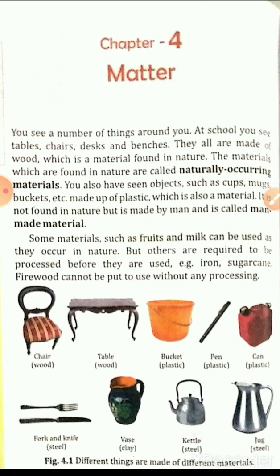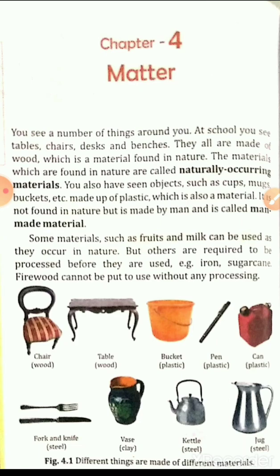Some materials are found in nature, that is naturally occurring materials, like fruits, vegetables, and trees. Those materials found in nature are called naturally occurring materials. And the objects which are made by man, which are not found in nature, are called man-made materials.